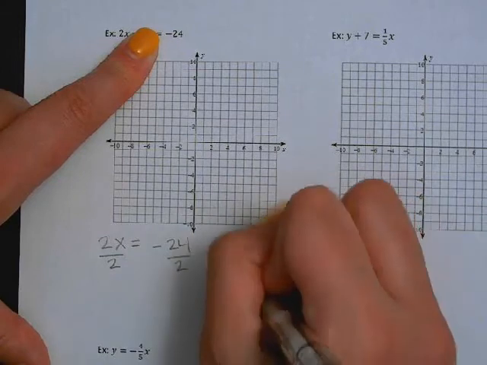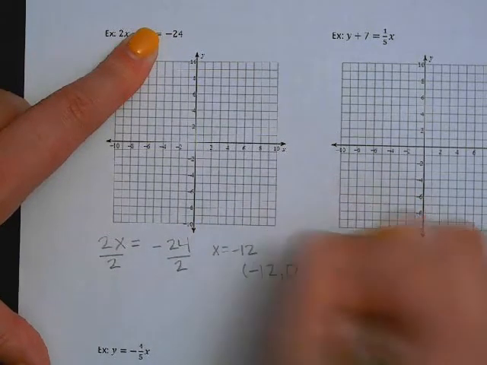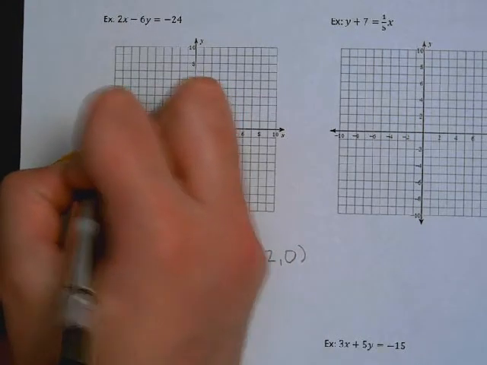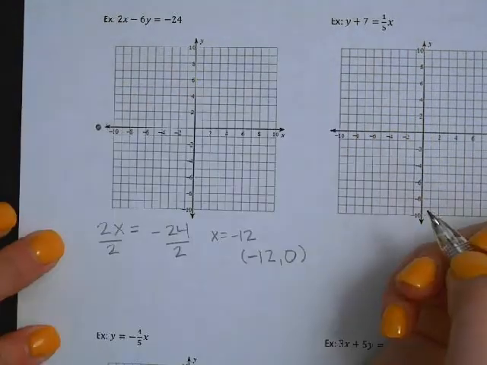And that means that our x-intercept is negative 12, 0. And this only goes to 10, but it's not a big deal. See? Add 2 more boxes. There's negative 12. No big deal.